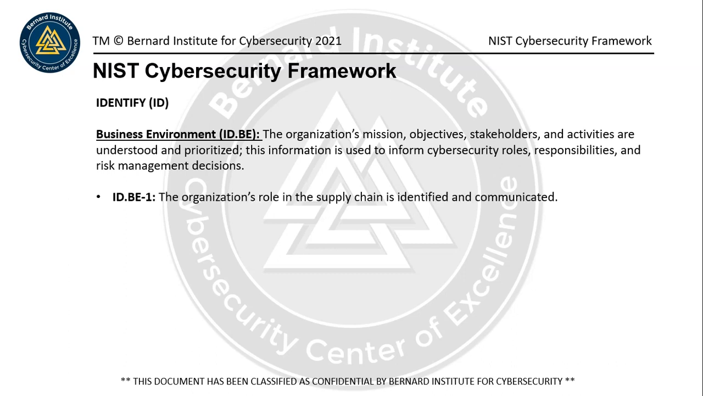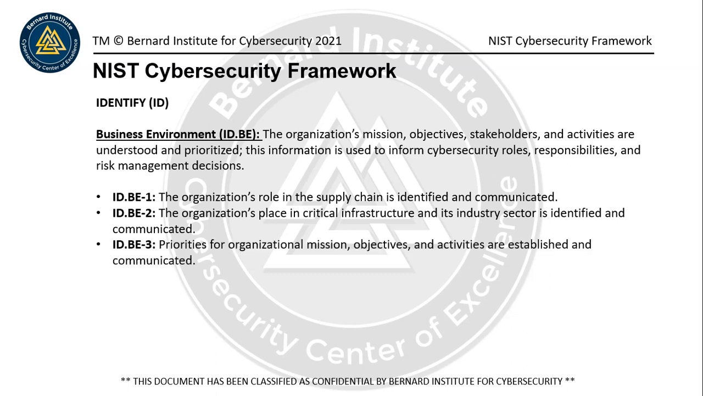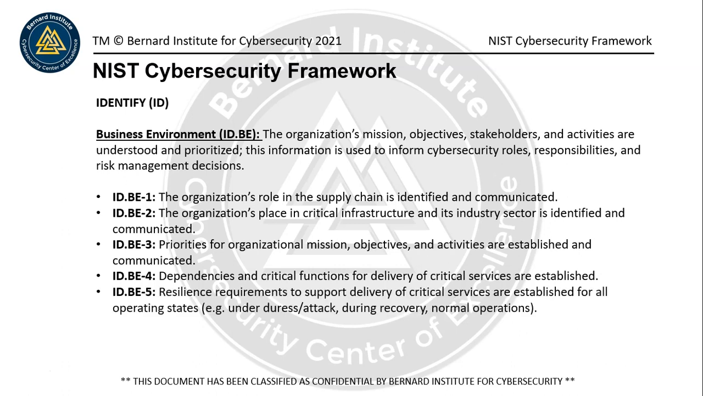The first control is the organization's role in the supply chain is identified and communicated. The next is the organization's place in the critical infrastructure and its industry sector is identified and communicated. And the third control is priorities for organizational mission, objectives, and activities are established and communicated. The fourth one is dependencies and critical functions for delivery of critical services are established. And finally, 5, resilience requirements to support delivery of critical services are established for all operating states.